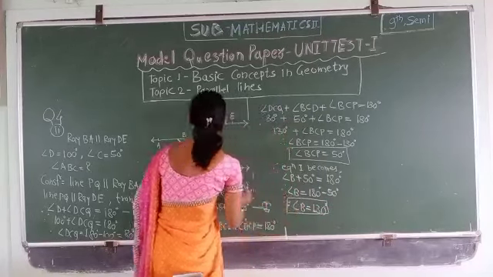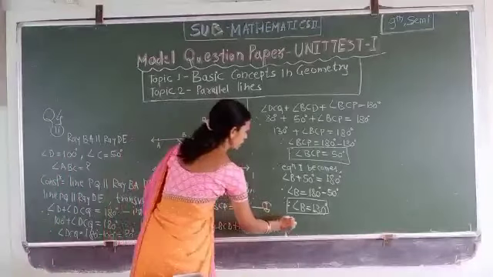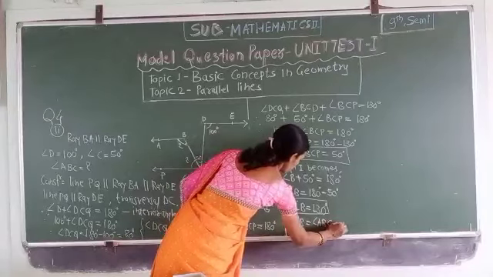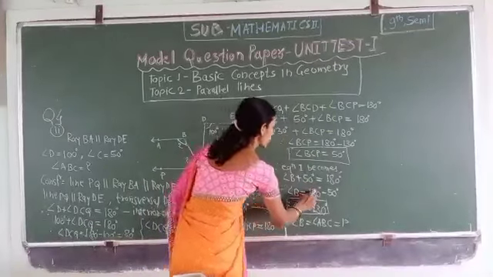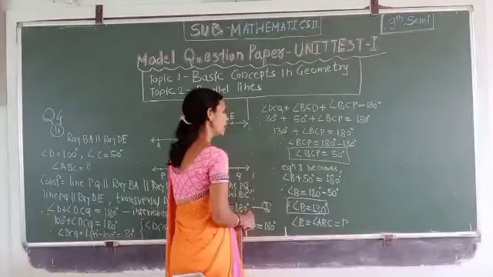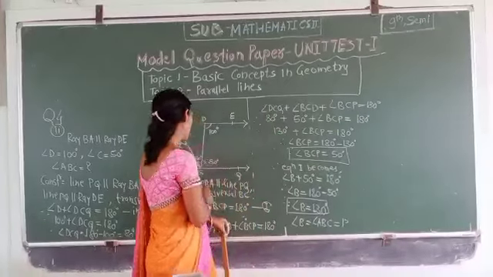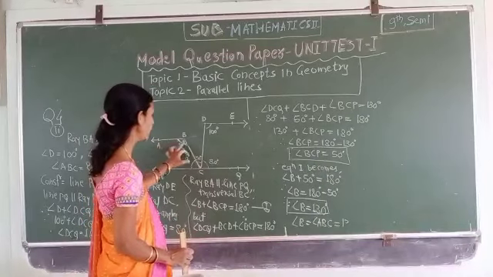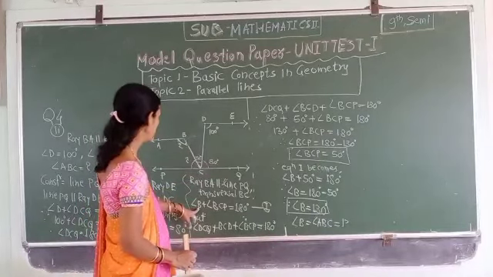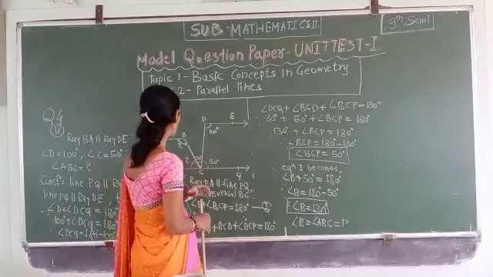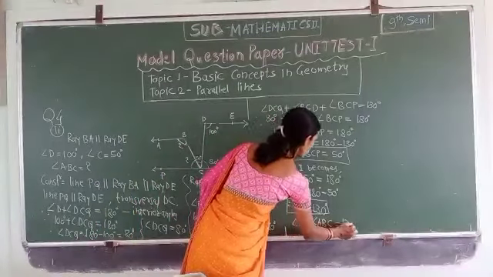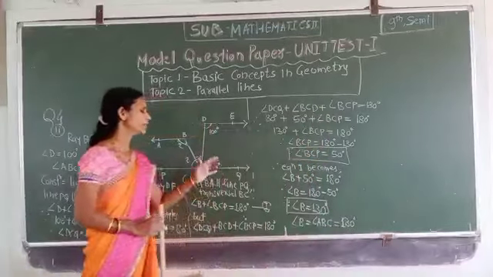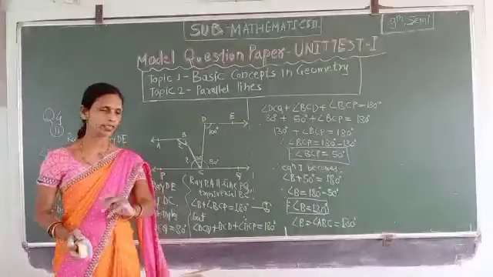That is angle B, that is angle ABC. Here angle B means angle ABC, which is 180 degrees minus 50 degrees. Therefore angle ABC is 130 degrees, and that is the solution of the given example.